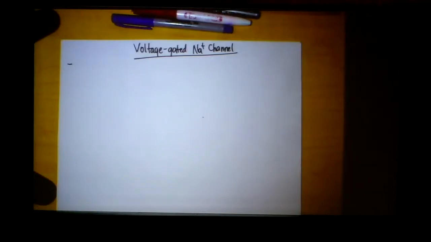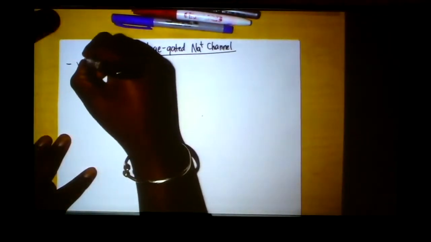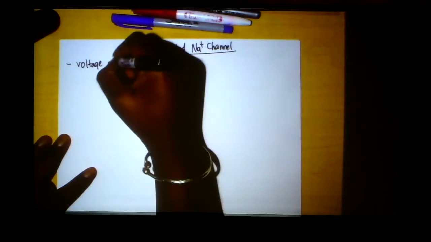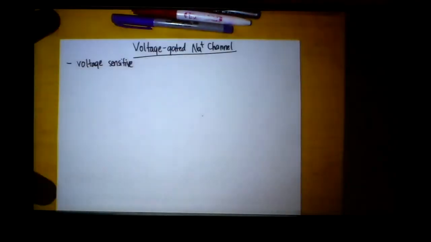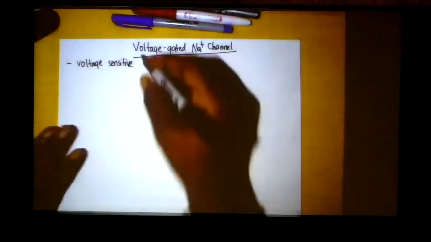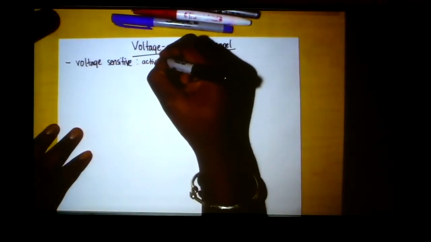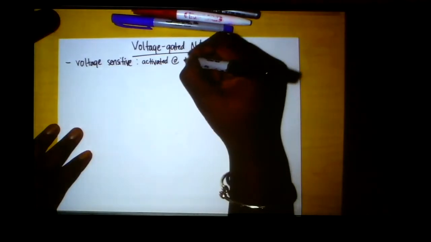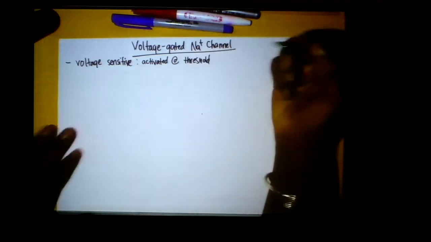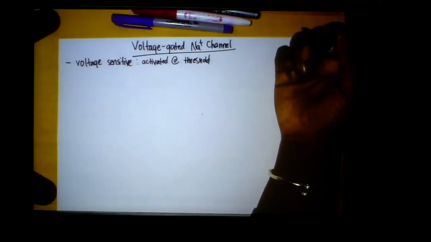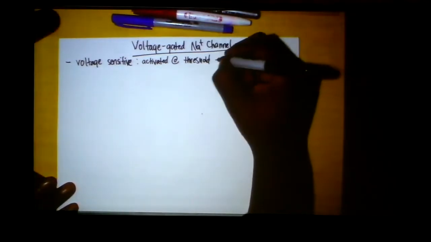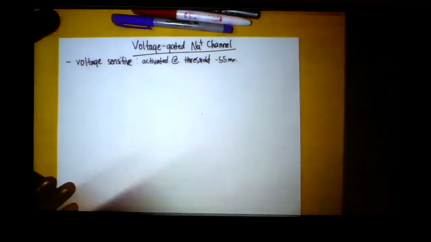So the first thing we want to understand about these voltage-gated sodium channels is that they are voltage sensitive. So they're going to do a different thing at a different voltage, right? That's their nature. So they are voltage sensitive. All right? They're going to be activated at threshold. And what was our threshold voltage? Negative 55 millivolts. All right?